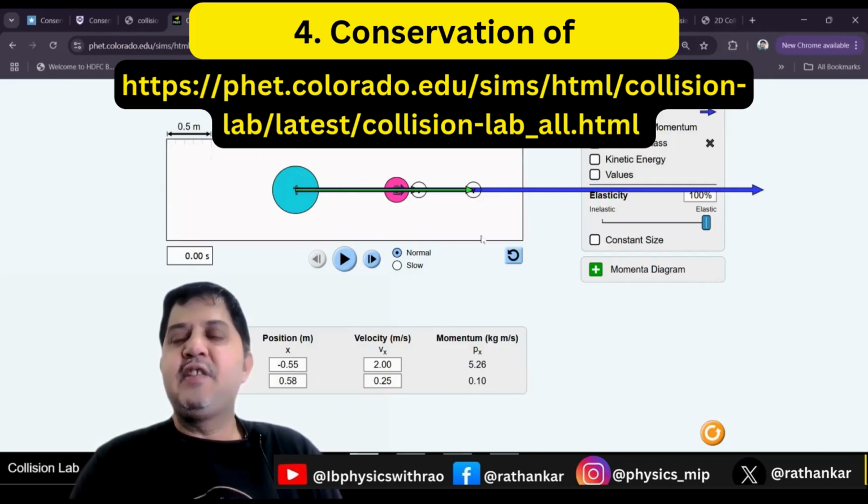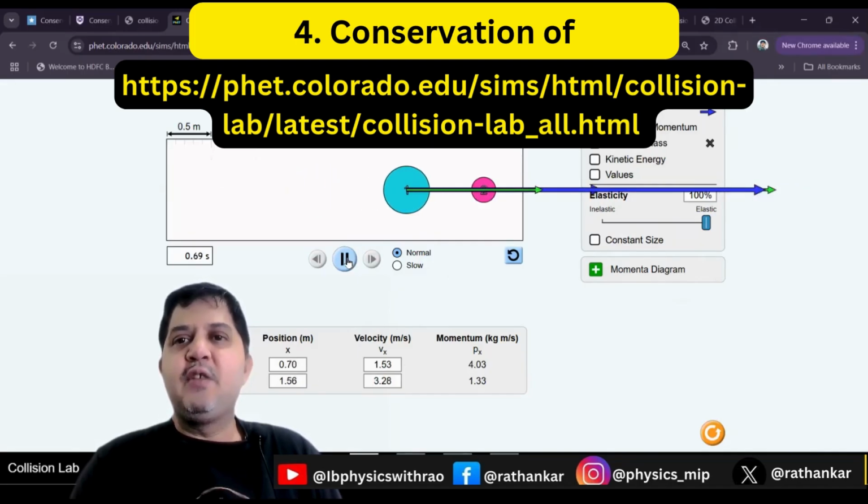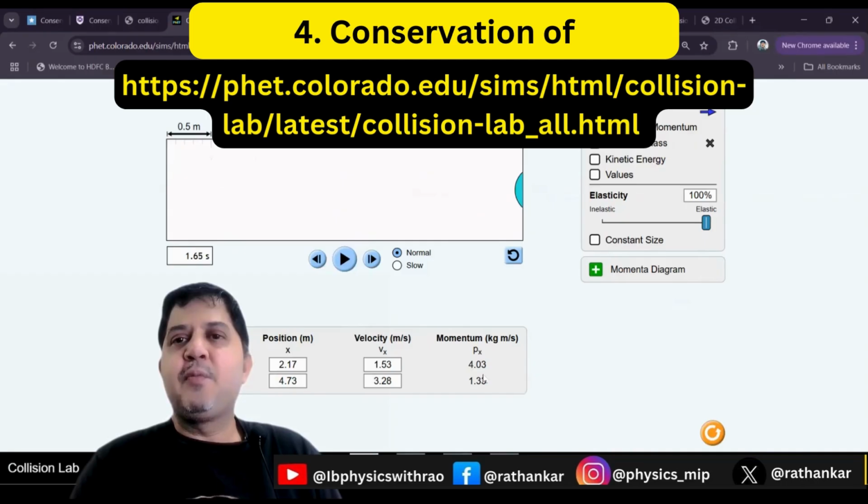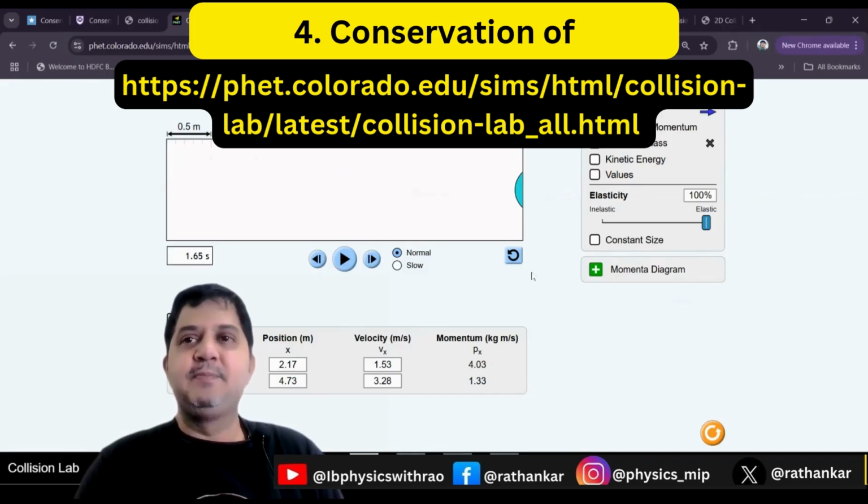When they collide, and if it is elastic, what happens to the momentum? Momentum initially is 5.26 and 0.1. When they collide over here, then it's 4.03 and 1.33. So when you add these two, this again becomes 5.36 over here, and earlier it was also 5.36. Finally, you see that the momentum is actually conserved.